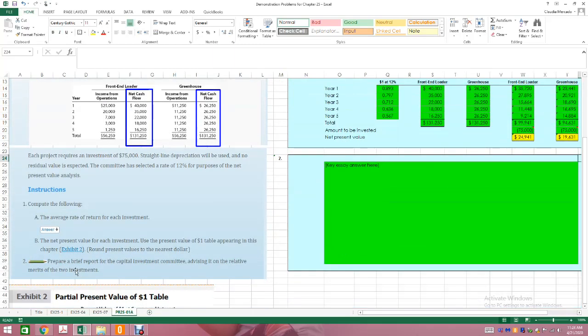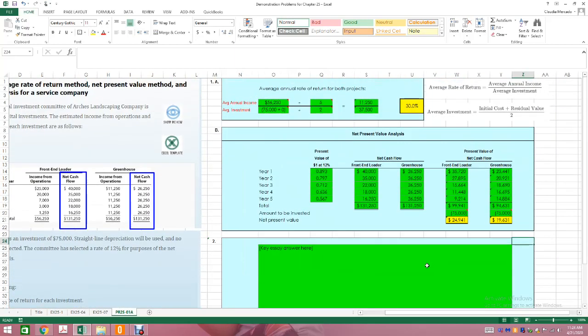Okay? Now, requirement two. Prepare a brief report for the Capital Investment Committee, advising it on the relative merits of the two investments. So now you're having to say, okay, I've run the numbers. This is what we think you should do, committee. Okay, this is our recommendation.